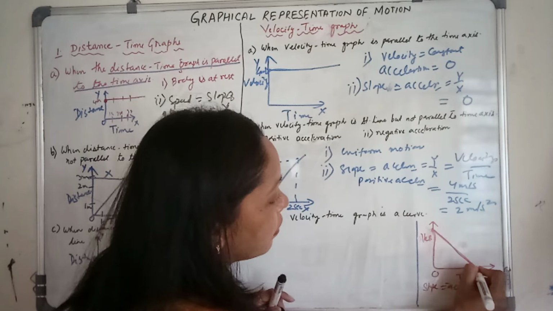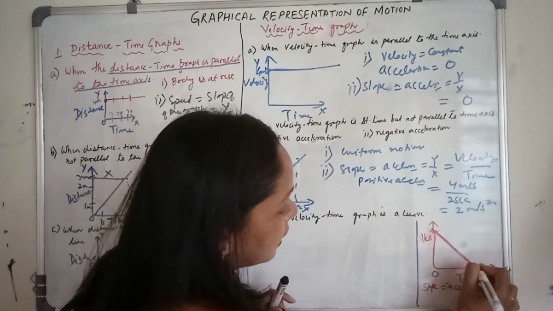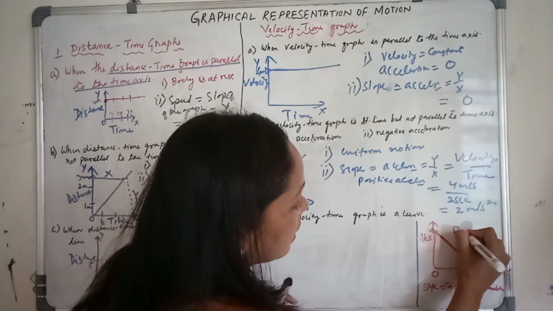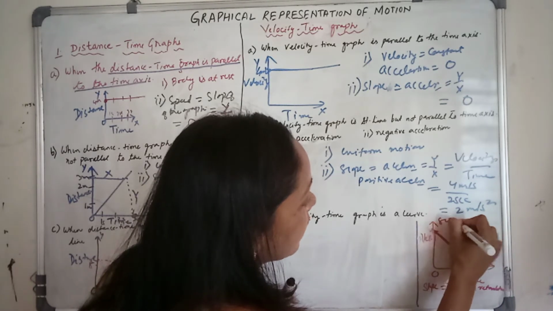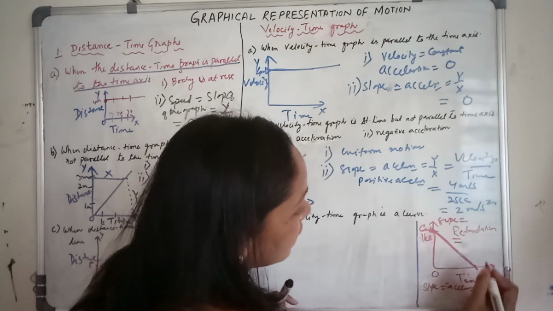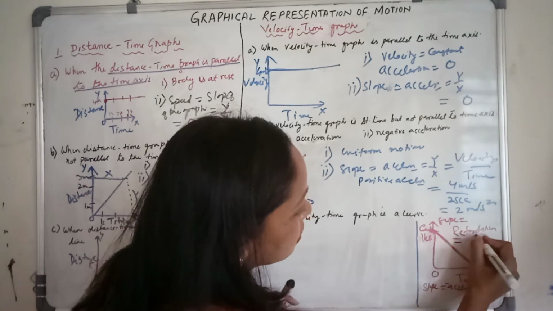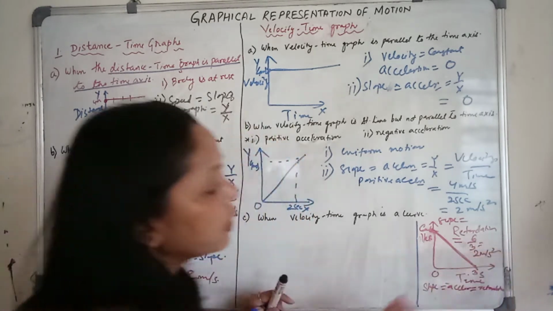Again here you have to find this one also. The slope will give you the retardation. Take the value 6 meter per second, or this is 3 seconds suppose. So 6 by 3, which is equal to 2 meter per second square.